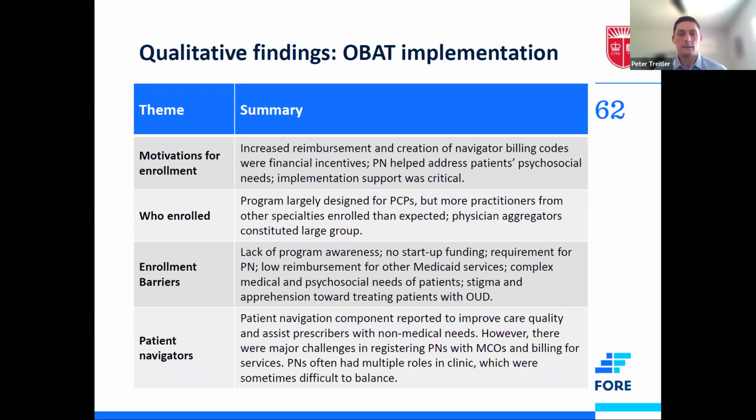And then the last thing we asked about was everybody's perceptions on the patient navigation component. Overall, people spoke favorably about it and described how it helped improve care. It gave the organization more touch points with patients. And then, of course, it also helped patients get connected to other needs like housing and transportation. Next slide.